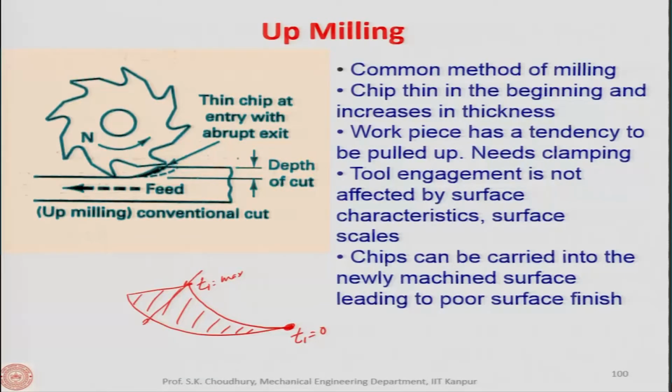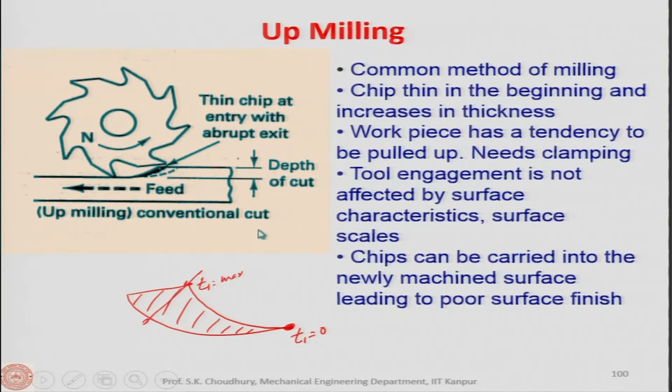Now, what is said here is that the workpiece has a tendency to be pulled up. Since the directions of rotation of the milling cutter and the feed movement are opposite, when the milling cutter rotates, it will try to pull up the workpiece. Therefore, the clamping forces should be higher to secure the workpiece so that it does not get pulled up.